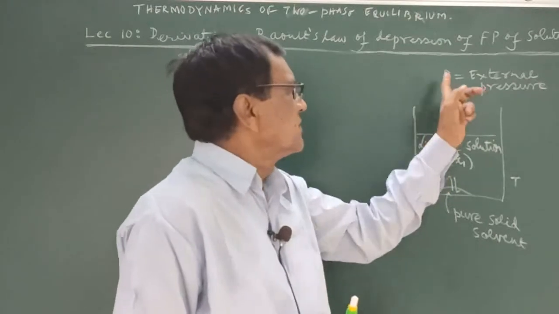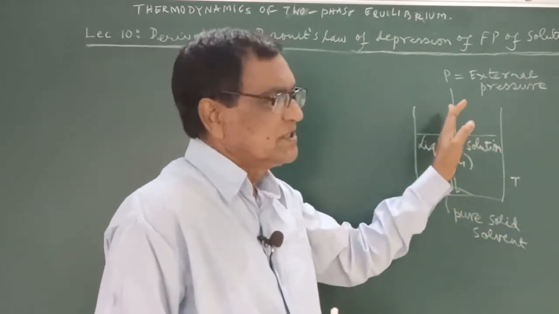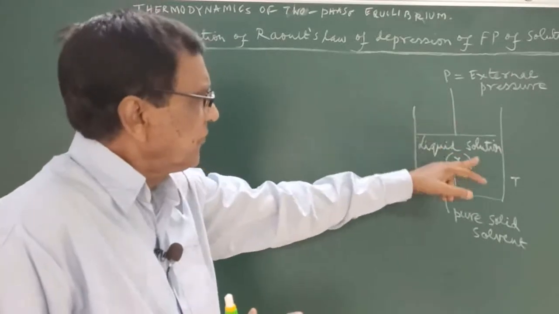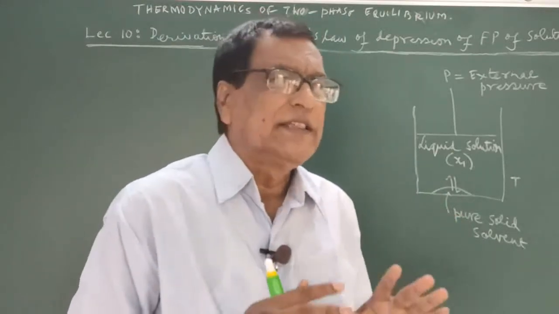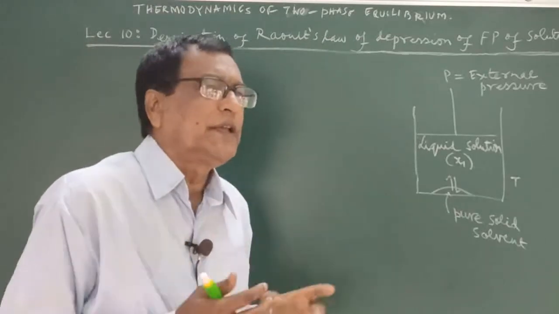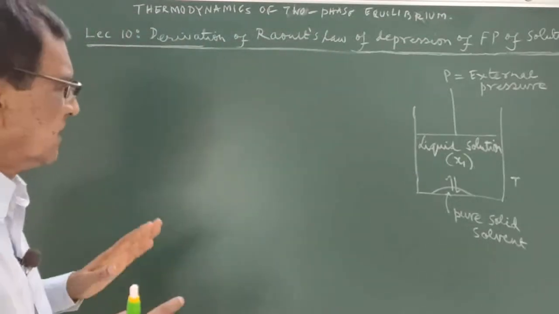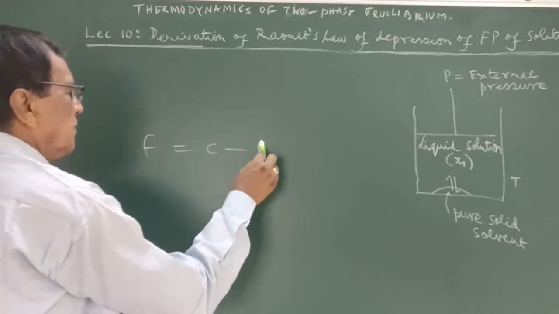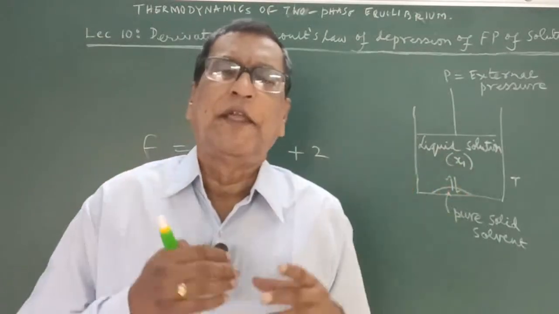So there are three variables: pressure, X1 and T. T is the equilibrium temperature, the temperature at which these two phases are at equilibrium. And actually these three variables are not all independent. To see how many variables are independent, we have to look at the phase rule. This phase rule was developed by Willard Gibbs, and it gives a very fantastic formula: F equals C minus P plus 2.